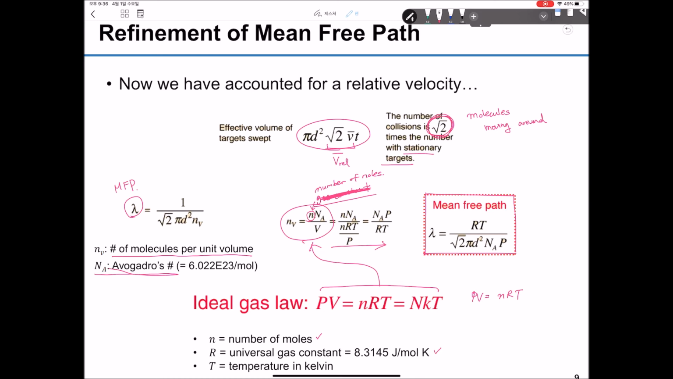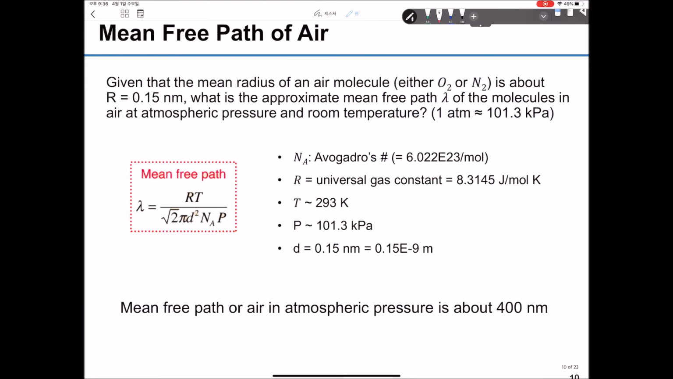Okay? All right. So if you break down this equation right here, this lambda is mean free path. R is universal gas constant, so this is constant. Avogadro's number is constant. √2 and pi are constant, right? So the three factors that determine the mean free path are T, temperature, P, pressure, and d, right?